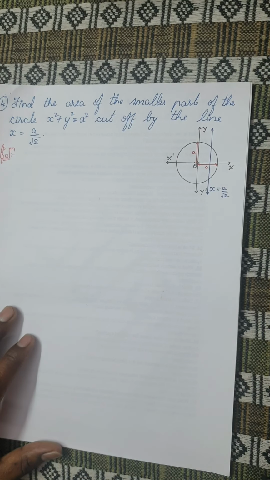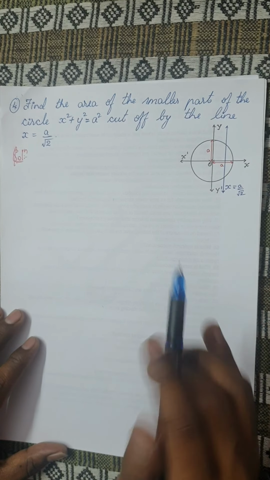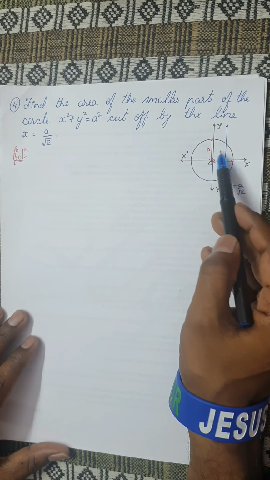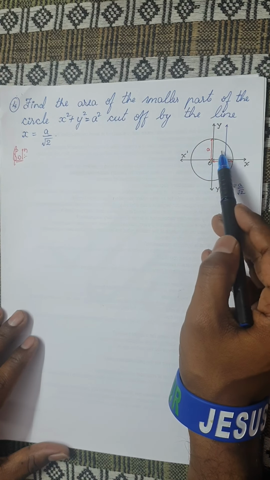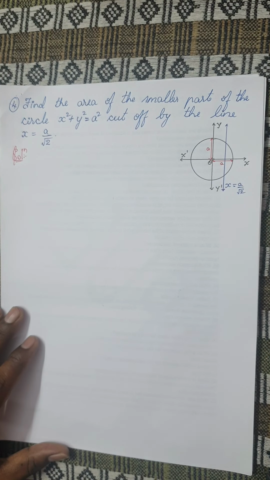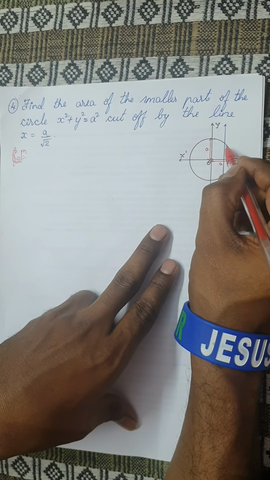Is it clear? Now, please be very careful, dear students. He doesn't want you to find this larger part of the line and the circle, but he wants me to find the area of the smaller part of the circle. So the smaller part of the circle is nothing but this part.